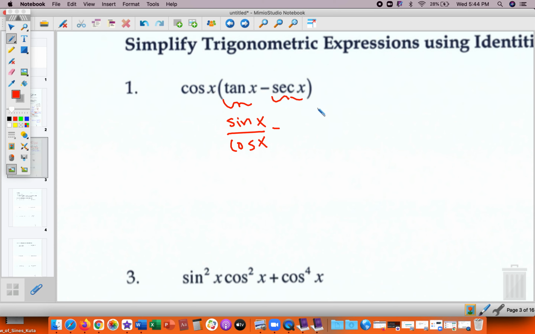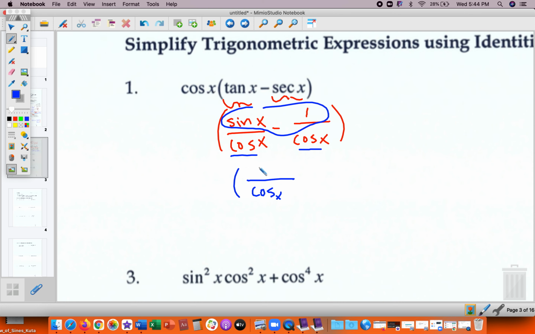Now secant is what? 1 over cos or 1 over sine? It's 1 over cos. I'm going to work inside parentheses first. Now the denominators are the same, right? These are fractions. Denominators are the same, so we can write cos x in the denominator. And in the numerator, we have sine of x minus 1, and on the outside, we have cos x.